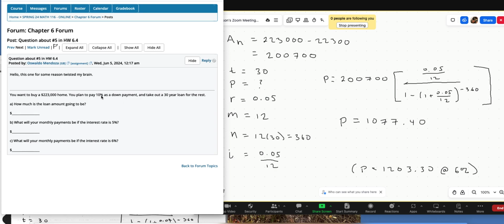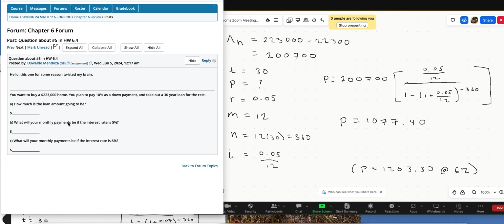So what that means is we would take 10% of this 223,000, which is basically just knocking off a zero, and then subtract that. So this is the cost minus the down payment, and so that means we have $200,700 to finance. So that would be this number right here.